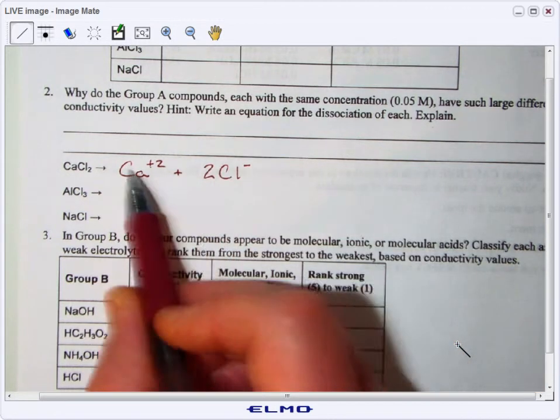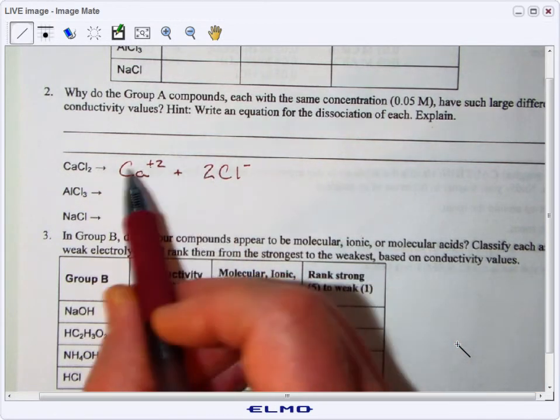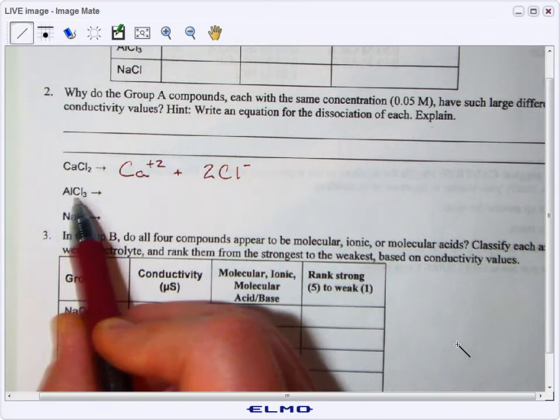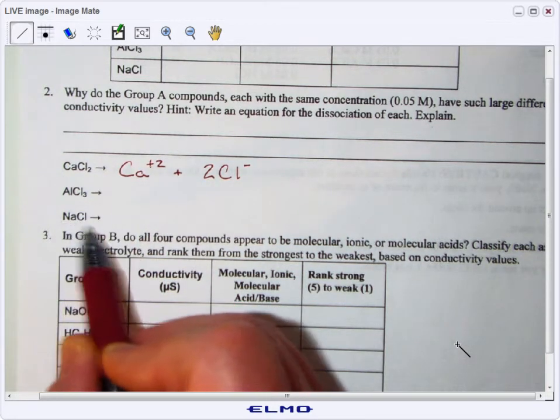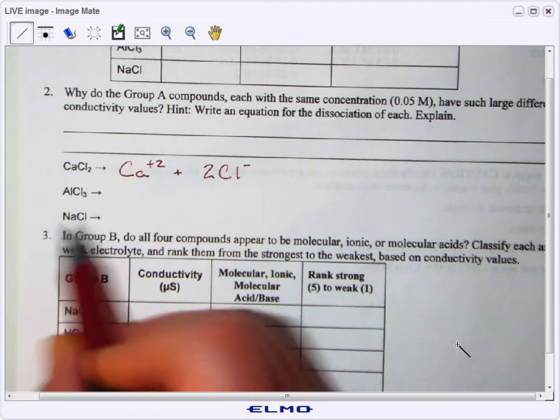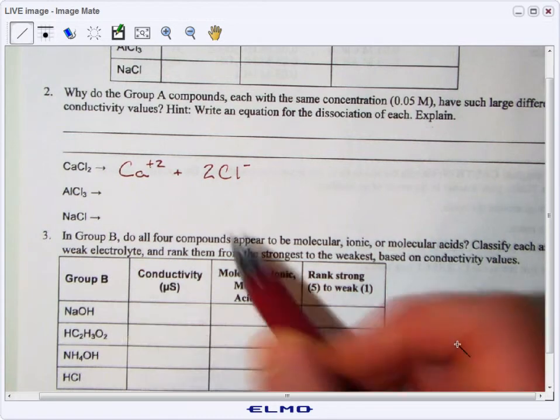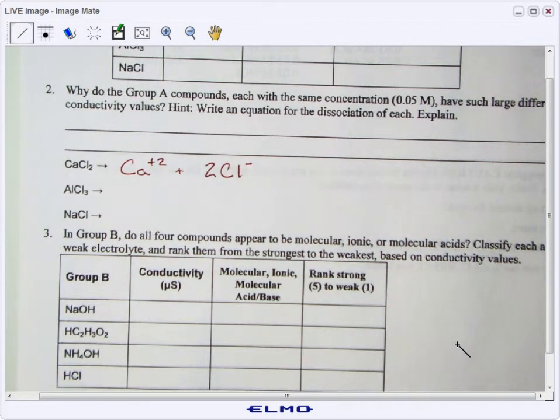So this has 3 particles to it. Okay, this one is going to split into 4. This one's going to split into 2. So this should have the least amount of conductivity. This one should have the highest. This one should be in the middle. Okay, those are all our group A's.